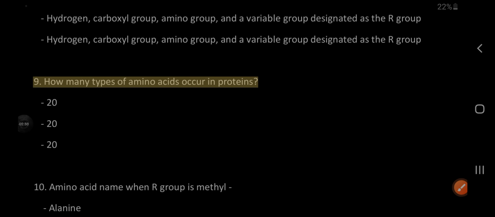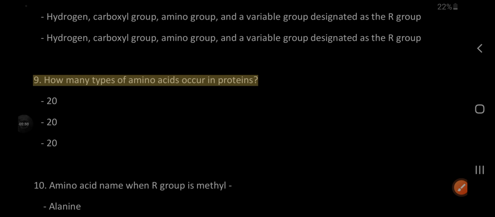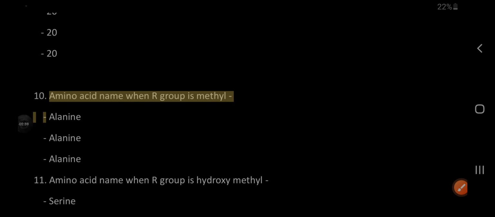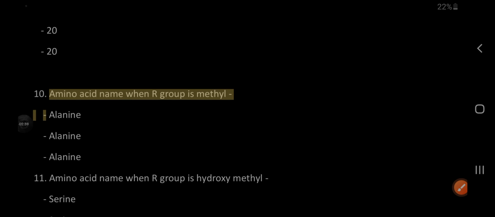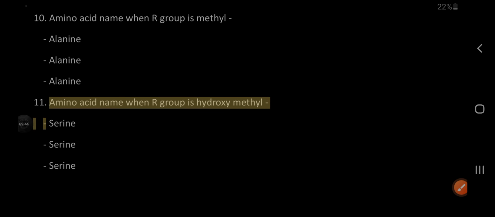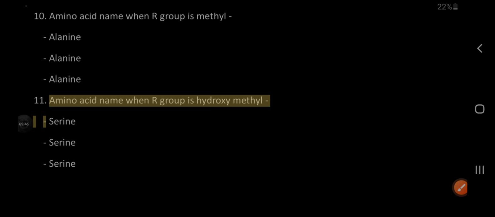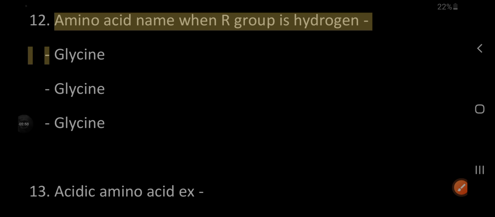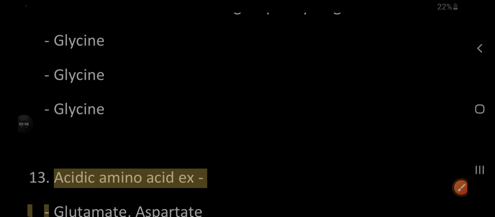9. How many types of amino acids occur in proteins? 20. 10. Amino acid name when R group is methyl: alanine. 11. Amino acid name when R group is hydroxymethyl: serine. 12. Amino acid name when R group is hydrogen: glycine.